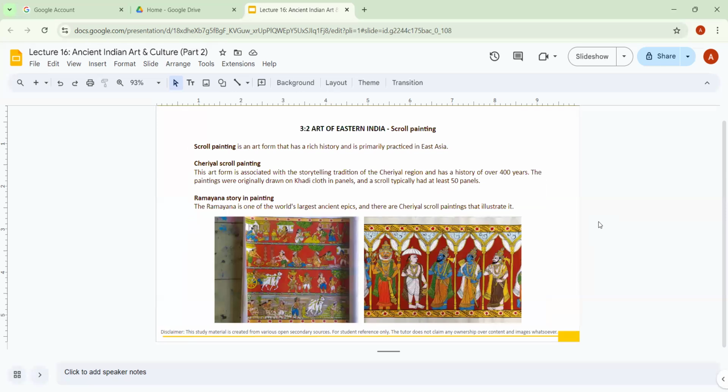The art of Eastern India, scroll painting. Scroll painting is an art form that has a rich history and is primarily practiced in East Asia. The chariot scroll painting has a history of over 400 years. The paintings are originally drawn on khadi cloth in panels, which includes 50 panels in a scroll painting. The Ramayana is one of the world's largest ancient epics, and there are chariot scroll paintings that illustrate it.